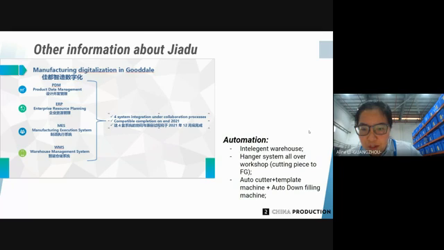Regarding the automation, here are the 3 main assets they will work on. First is the intelligent warehouse, combining the component supermarket, accessory, and finished goods. Then the handler system, all over the workshop, planned from the cutting pieces to the finished warehouse, which we can see later in the workshop. The third is the auto cutter plus the template machine plus the auto down filling machine, to have more capability on down products and jackets. This is the main briefing introduction of the Godel factory.